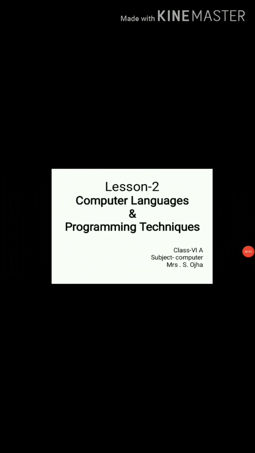In this class, I am going to explain computer languages and programming techniques. So let's see. Chapter 2, Computer Languages and Programming Techniques.